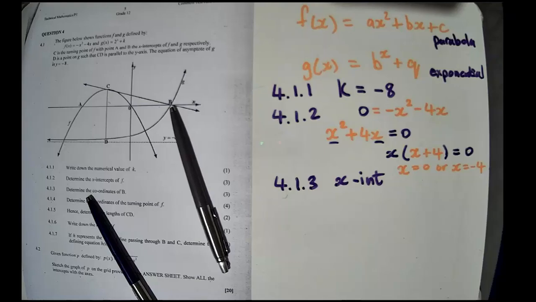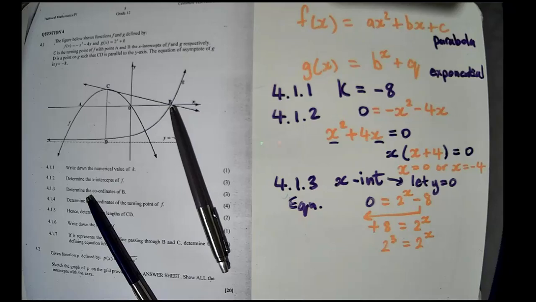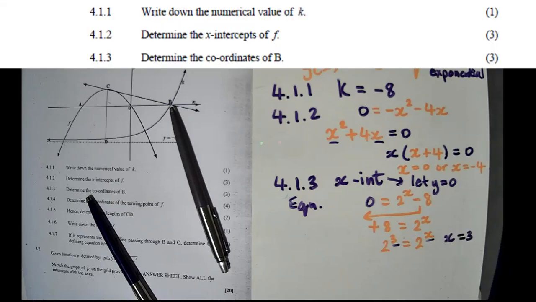Right, so for x-intercepts, let y equal 0. Right, so substitute y with 0. Bring the -8 over. You will get +8. Break 8 into a base of 2. You'll get 2 to the 3. Equate the exponents. x is equal to 3. Simple like that. But now we must write that as a coordinate. So that's going to be 3 and 0.